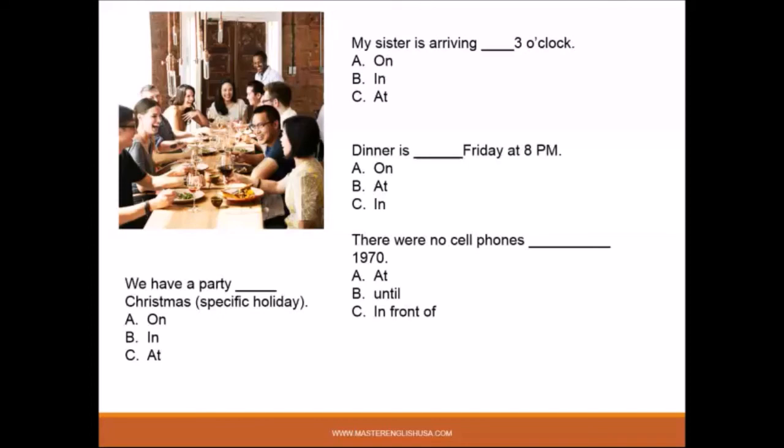We have a party on Christmas, we have a party in Christmas, or we have a party at Christmas. Which preposition would you choose? I would choose at. We have a party at Christmas. It's a specific holiday or day.